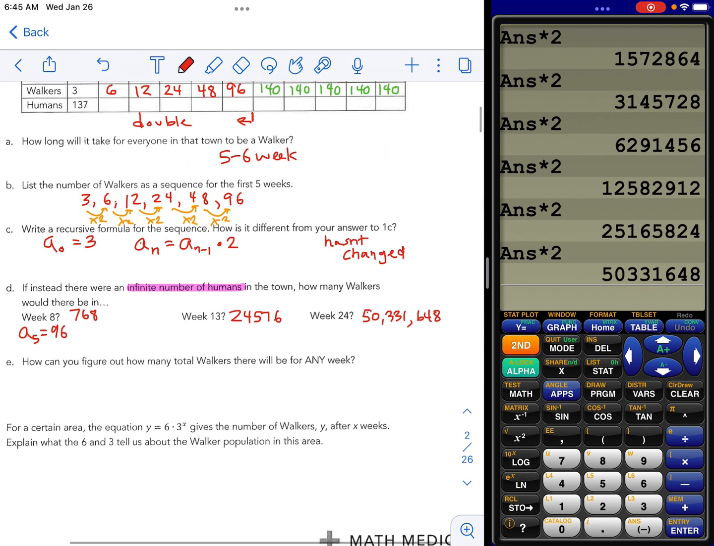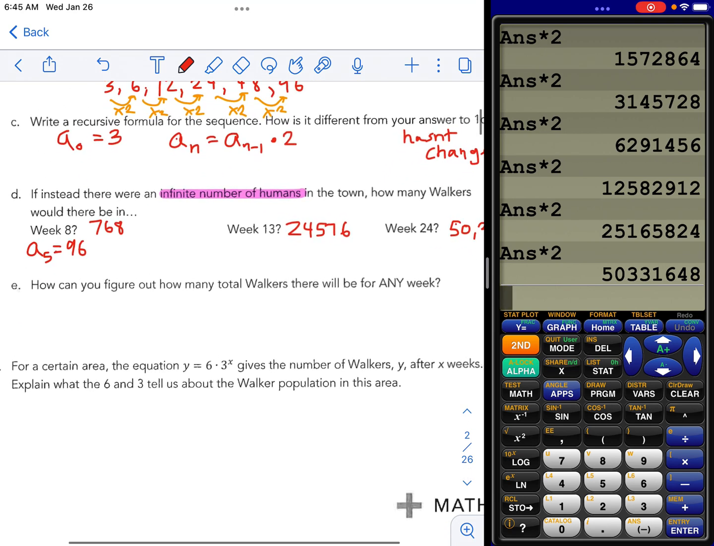But if you notice, I multiplied by 2. I had to do that a lot to get up to week 24. So the question is how can we figure out how many walkers for any week? So this gets us into a formula that's not recursive anymore. So what I have on my calculator right now is all recursive. And I don't want a recursive formula. I want to be able to find any number in the sequence, and I want to base it off that first number. And for us, that first number was 3.